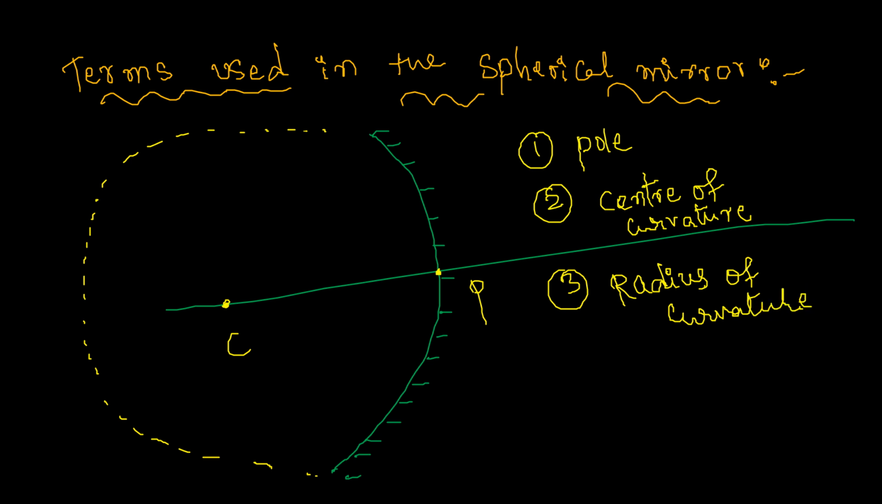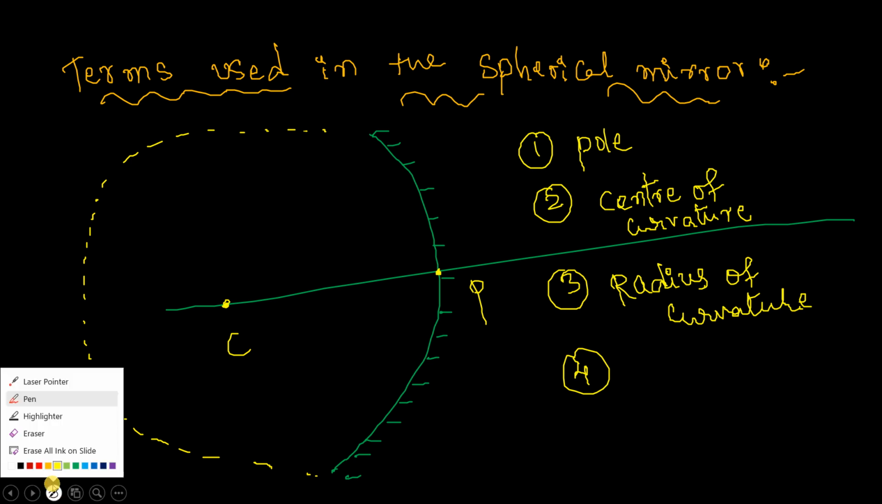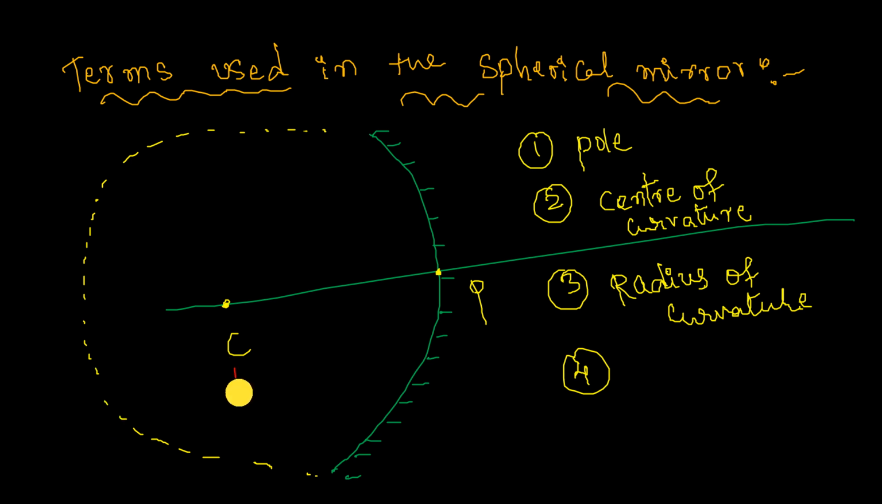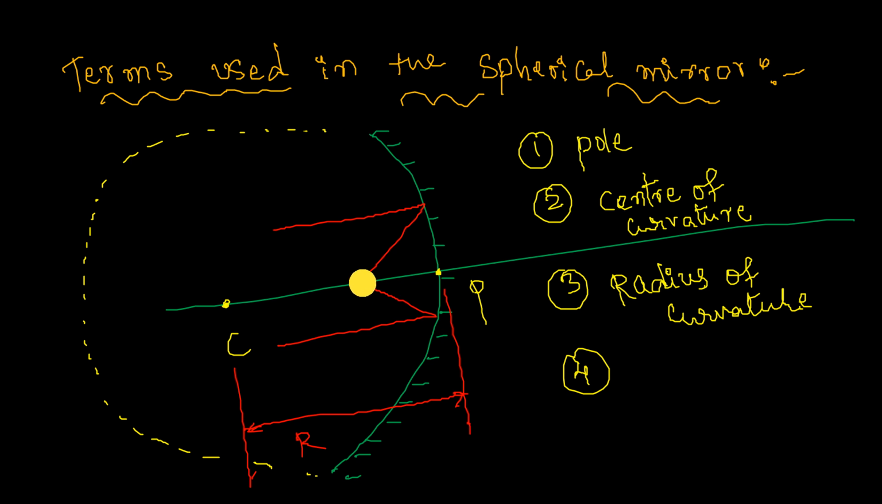And the fourth one is, the distance between the center of curvature and the pole is called the radius of curvature. So from center to pole, this is called radius of curvature. I am denoting it with capital R. After reflection, all light rays will meet at one point on the principal axis. This is called the focus.